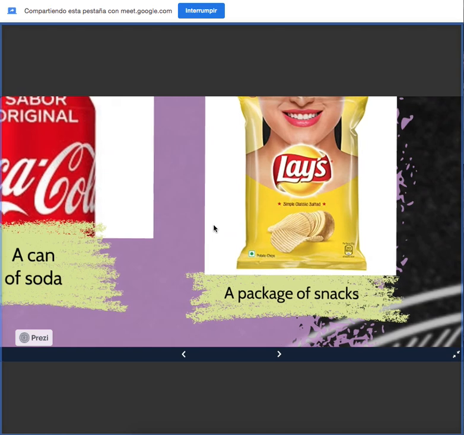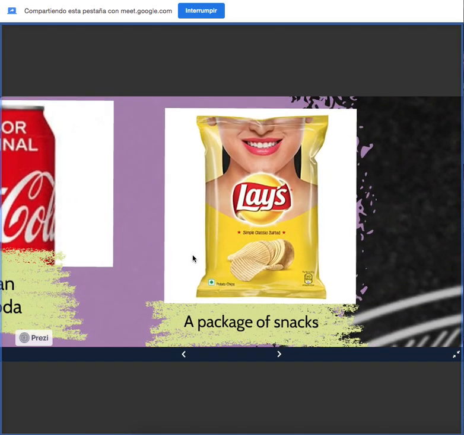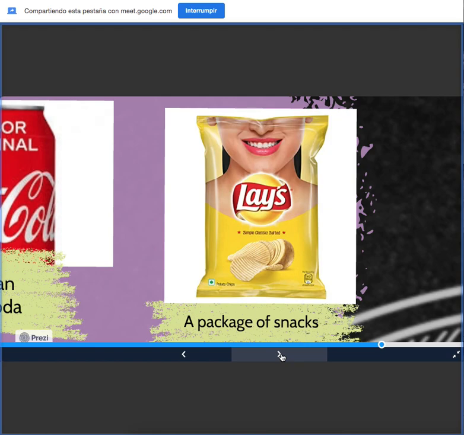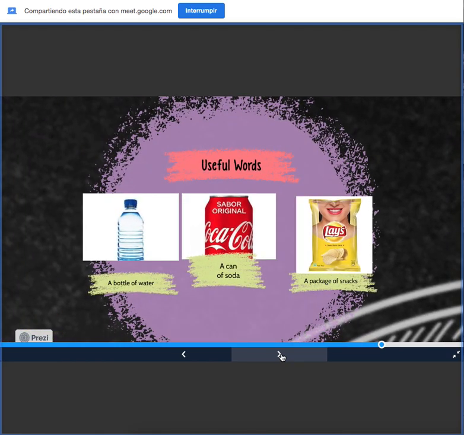And finally, for example, look at this. A package of snacks. Snacks is snacks in singular and plural. So, paquetes. Puedes contar los paquetes. No sabes cuántas papitas tienes ahí adentro. Pero puedes contar el paquete. Porque en todos los paquetes no va a venir la misma cantidad de papitas. Okay? So, those are useful words, babies. Questions up to this point?